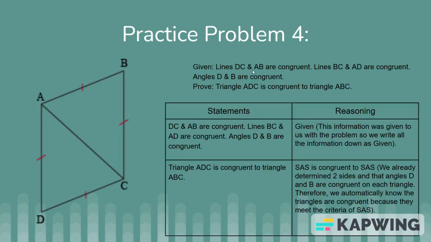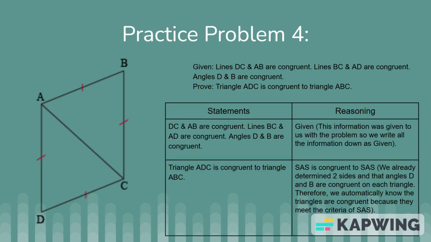Practice problem number 4. Given lines DC and AB are congruent, lines BC and AD are congruent, and angles D and B are congruent, prove triangle ADC is congruent to triangle ABC. Here we have this format, which gives a statement section and a reasoning section. In our statement section, we always start with the given information, which is DC and AB are congruent, lines BC and AD are congruent, and angles D and B are congruent. And the reasoning for this is, of course, it's given.